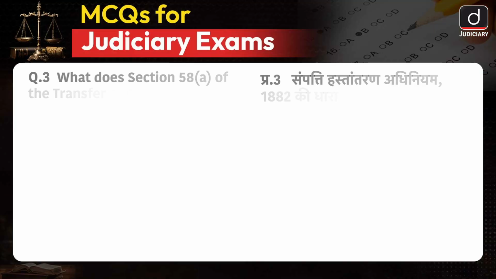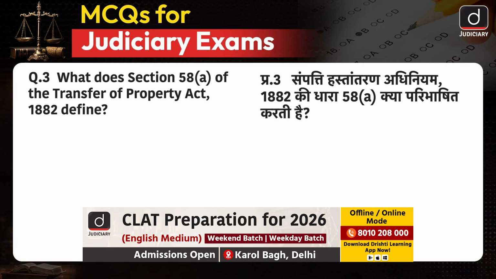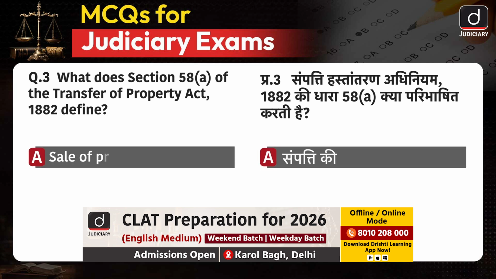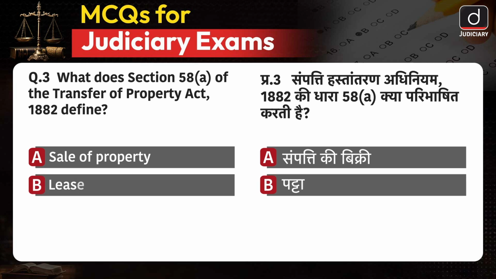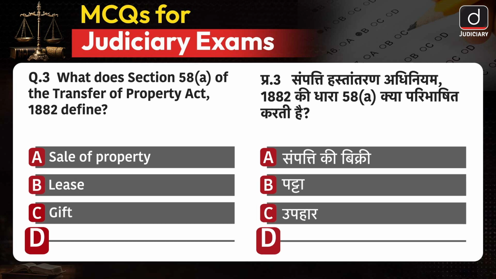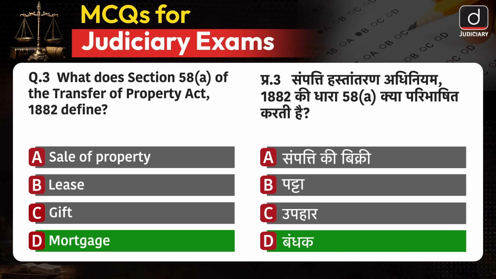Third question is, what does Section 58A of the Transfer of Property Act, 1882 define? Option A, Sale of property. Option B, Lease. Option C, Gift. Option D, Mortgage. The correct answer is Option D, Mortgage.